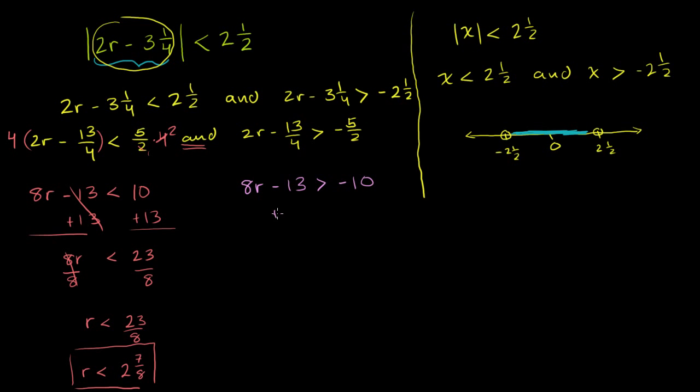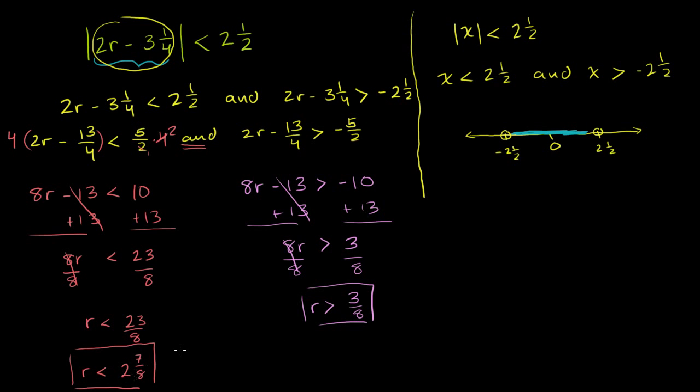Now we add 13 to both sides of this equation. The left-hand side, these guys cancel out. You're just left with 8r is greater than negative 10 plus 13, which is 3. Divide both sides of this by 8, and you're left with r has to be greater than 3/8. So our two conditions: r has to be less than 2 7/8 and greater than 3/8. Or we could just write it like this: 3/8 is less than r, which is less than 2 7/8.